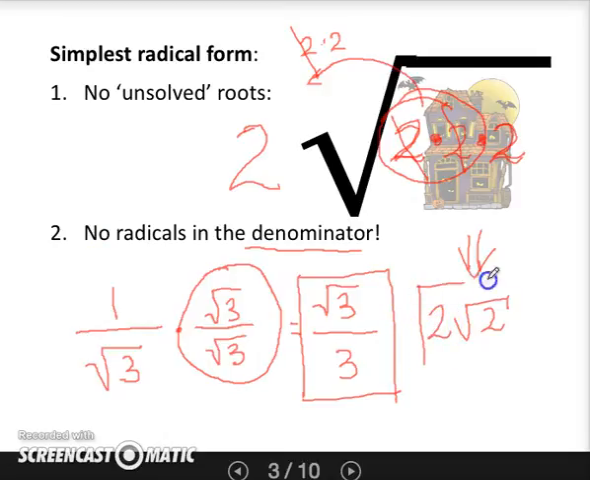So these are two examples of answers that are in simplest radical form. This would be a non-example. And the square root of 8 would be another non-example.